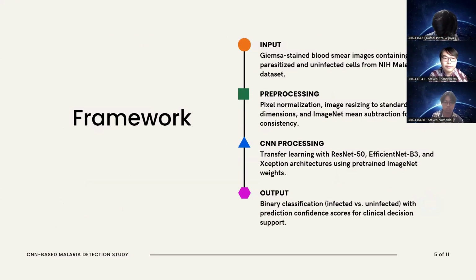Here's our pipeline from end to end. The input is Giemsa-stained blood smear images collected from an NIH dataset containing both parasitized and uninfected cells. In preprocessing, we normalize the pixels, resize images to a standard size, and subtract the ImageNet mean for consistency. The CNN stage applies transfer learning across our three architectures using pre-trained weights, and the output is a binary classification, infected versus uninfected, together with a confidence score that supports clinical decision making. Now, I'll hand over to my colleague to walk you through our hypothesis and methodology.